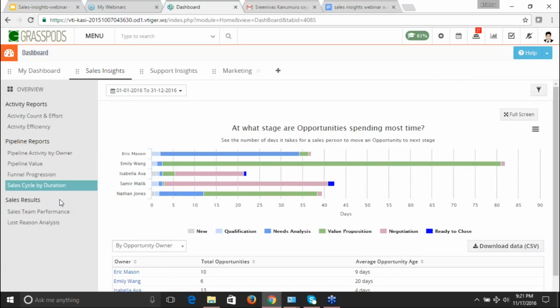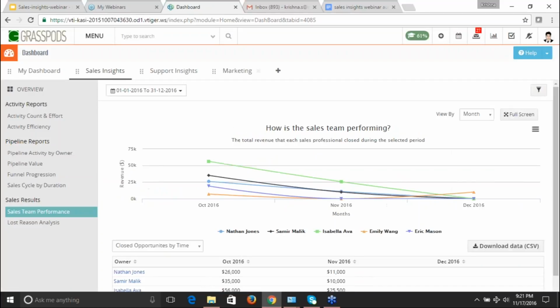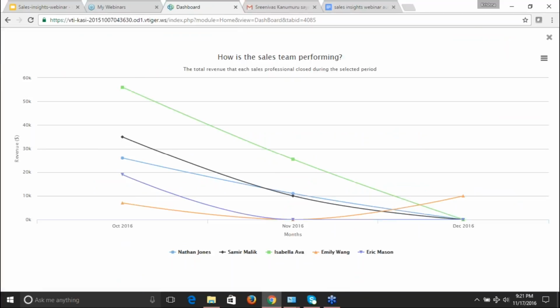Okay, now finally let's look at the sales results. Some of this is already obvious, because we had actually seen some of this data before. Isabella and Samir had done very well in October, and in November we still have a couple of weeks left, and it's not looking as good as I would have liked it to be. And in December, Emily has actually closed an opportunity that was supposed to close in December already. So that's a good thing. That's what we are seeing here.